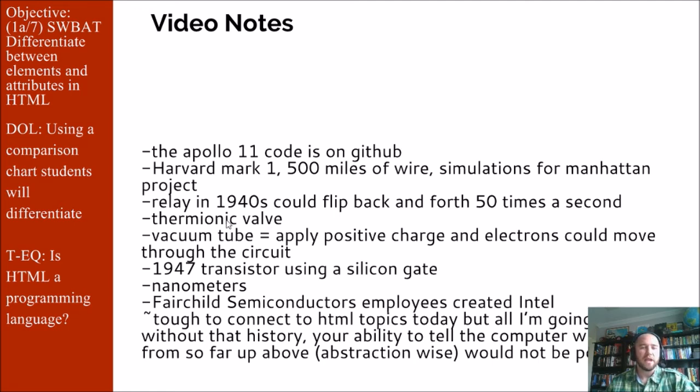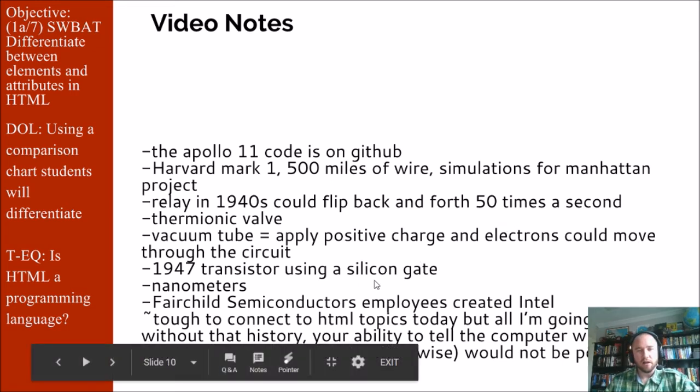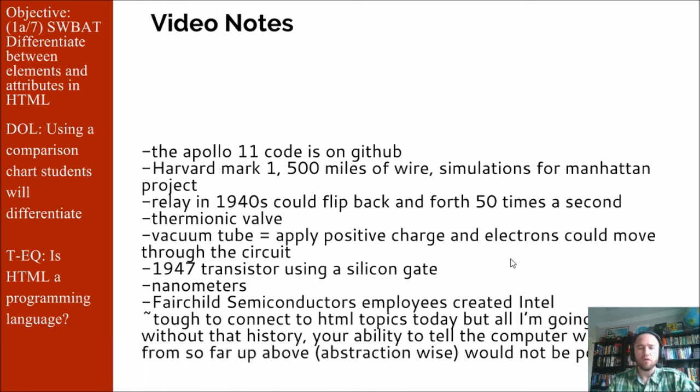The term thermionic valve was used in the video. You have vacuum tubes, which are no longer used, but what they did is they applied a positive charge so electrons could move through the circuit. In 1947, transistors replaced these vacuum tubes, and they use a silicon gate. In Unit 4, we'll go over transistors and how to create logic gates from them.